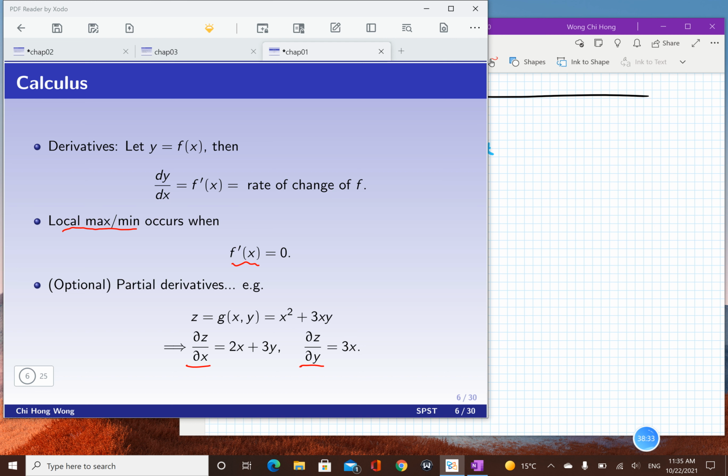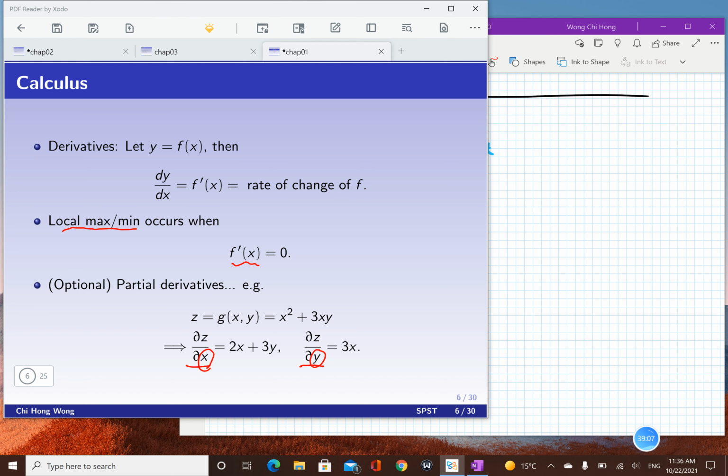But when your function has two variables, like x squared plus 3xy, it has x and it has y. When you talk about the derivative, you have to be very careful specifying which variable you're differentiating with respect to. So we will talk about dz over dx and dz over dy separately. The rate of change of the function with respect to x, when you change x only, means you're keeping y constant. Dz over dy, you're changing y only, so that means you're keeping x constant.